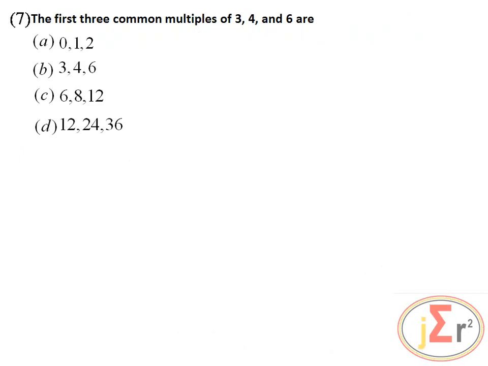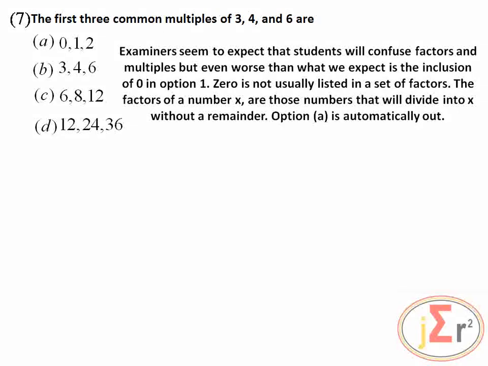The first 3 common multiples of 3, 4, and 6, that is what we are attempting to determine, or to see which one of these options will represent the first 3 common multiples of 3, 4, and 6. Examiners seem to expect that students will confuse factors and multiples. But even worse than what we expect is the inclusion of 0 in option A. 0 is not usually listed in a set of factors. The factors of a number, say x, are those numbers that will divide into x without a remainder. Option A is automatically out because it has 0.